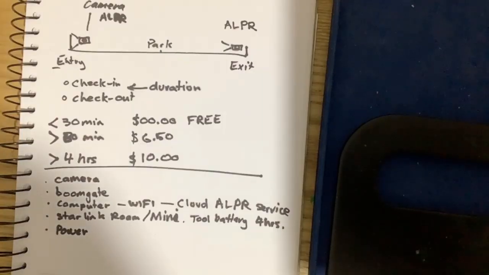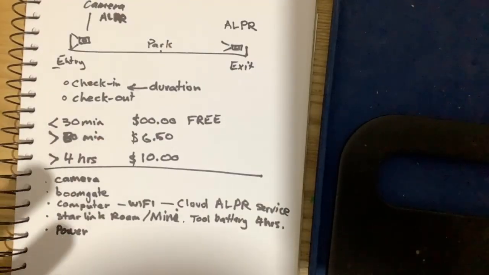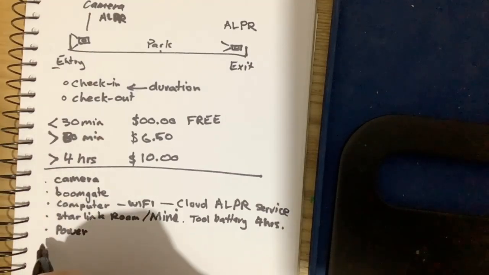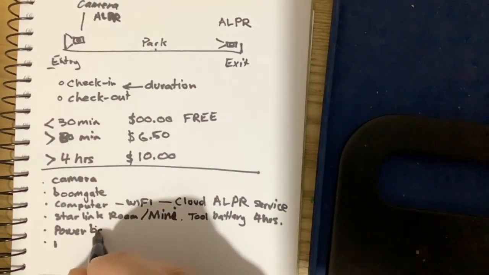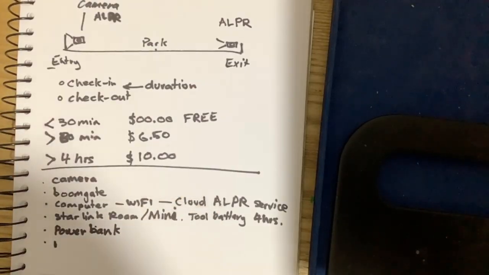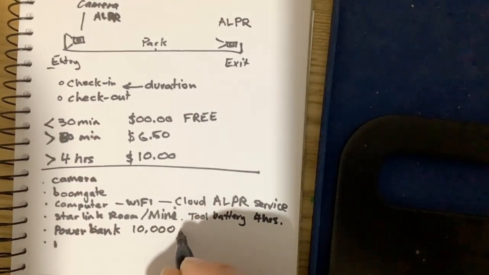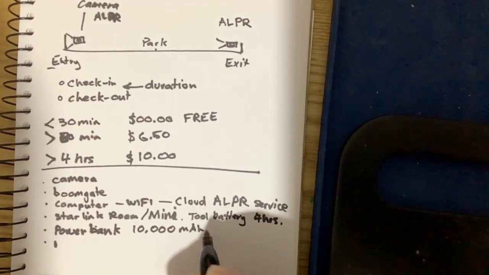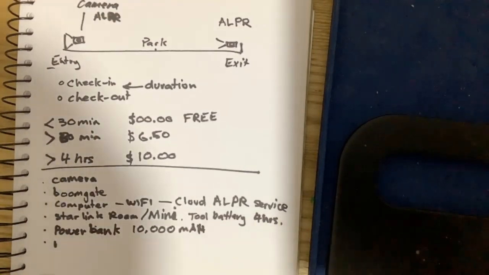I believe in this case, the example that I'm looking at, there is power, so I could connect to power. But for the sort of prototype that I want to make and I want to show people, I would want it to be mobile, so I'd want some sort of power bank. So in this case, let's call it a power bank. We'll put a pretty chunky power bank, maybe 10,000 milliamp hours.